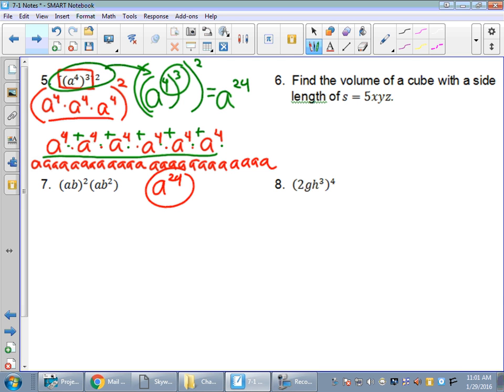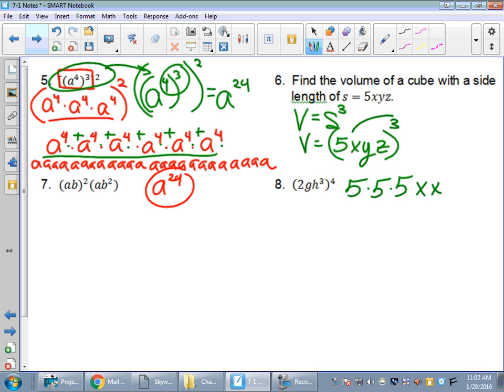Number 6, it says find the volume of a cube with the side 5xyz. Well, if you know that volume of a cube is the side cubed, then the volume would equal 5xyz cubed. Okay? Expanding that, that means 5 times 5 times 5. I just applied the cube to the 5. X times x times x. Y times y times y. Z, z, z. 5 times 5 times 5 is 125. It is not 15. A lot of people look at that. You're erasing this 1 here. There's a 1, 5 to the first.